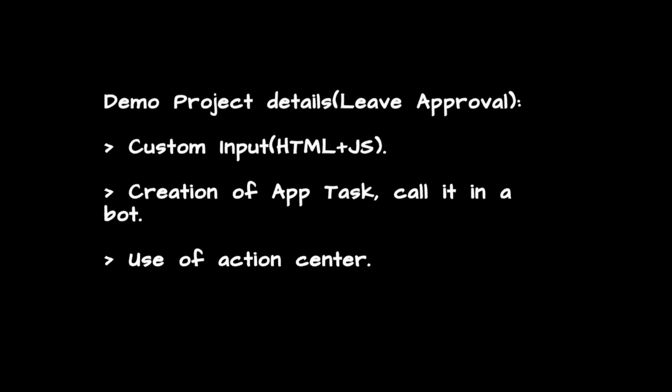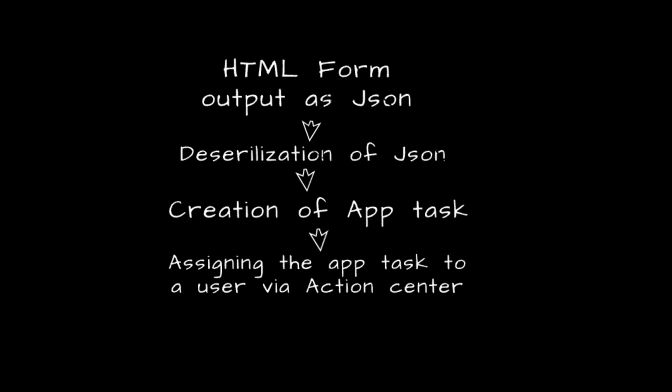Okay. So here are the steps that we are going to follow. I have already created one HTML form in which we can receive the output as JSON. We are going to deserialize the JSON and then extract whatever elements we need. After that, we are going to create one app task and then run the bot and see how the task is going to appear in the Action Center and how we can interact with that app task. So let's start our bot creation.